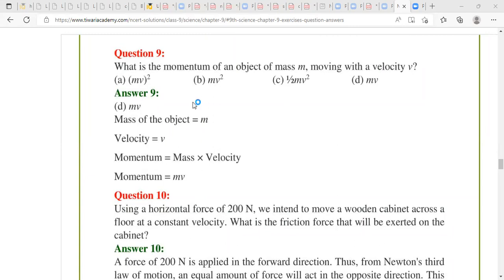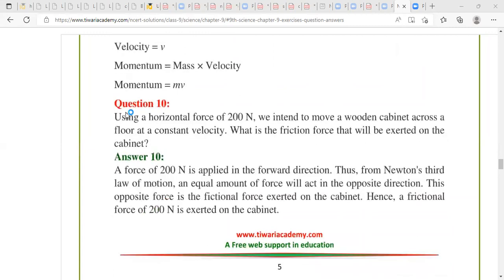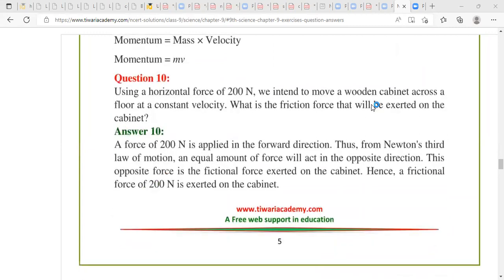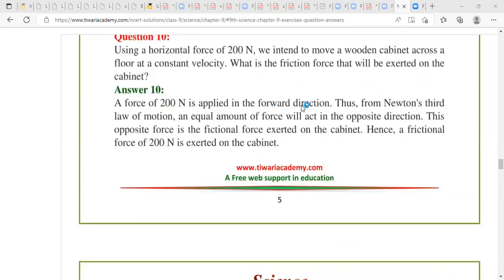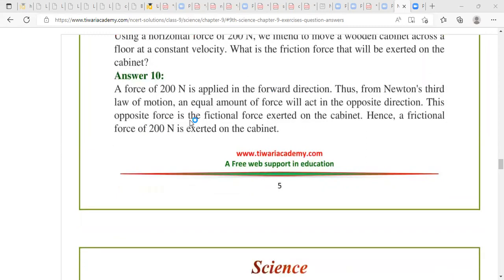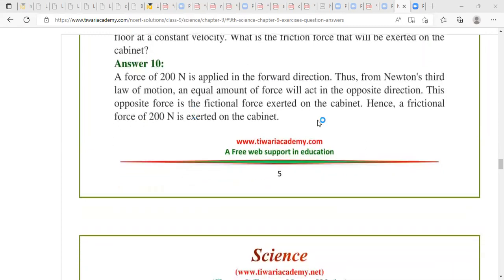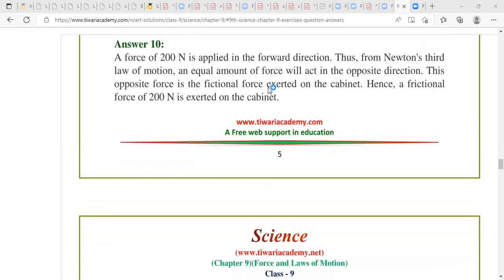Okay. Now next, using horizontal force, we intend to move a wooden cabinet across the floor at constant velocity. What is the frictional force? So a force of this is applied in the forward direction. Thus, by Newton's third law of motion, an equal amount of force will act in the opposite direction. This opposite force is the frictional force exerted on the cabinet. Hence, a frictional force of 200 Newton is exerted on the cabinet. Clear? Yes, ma'am.